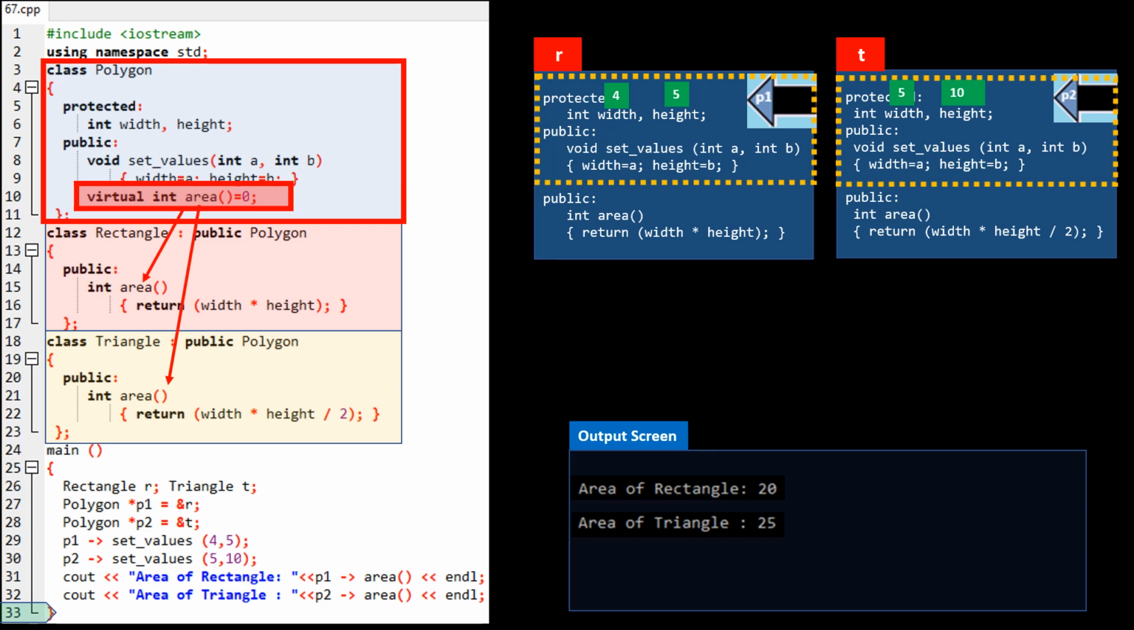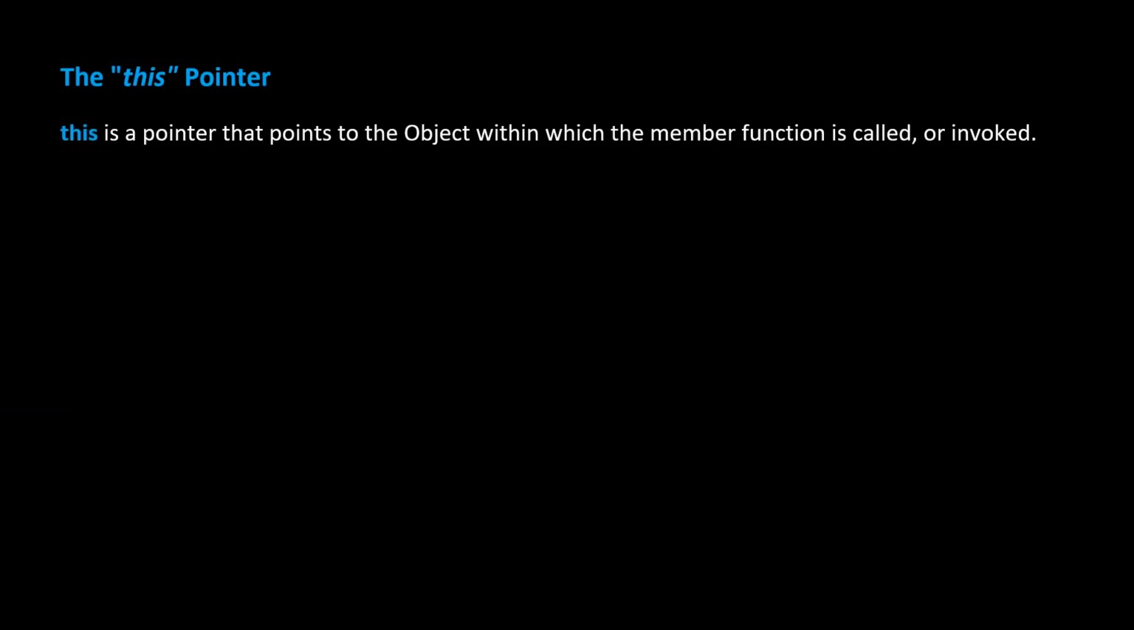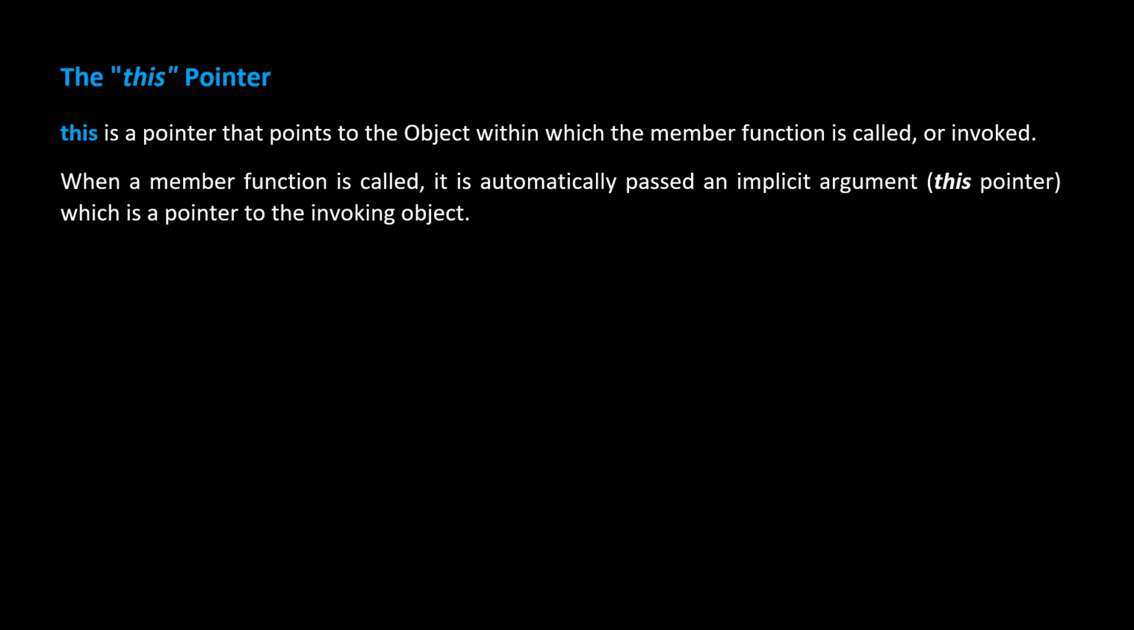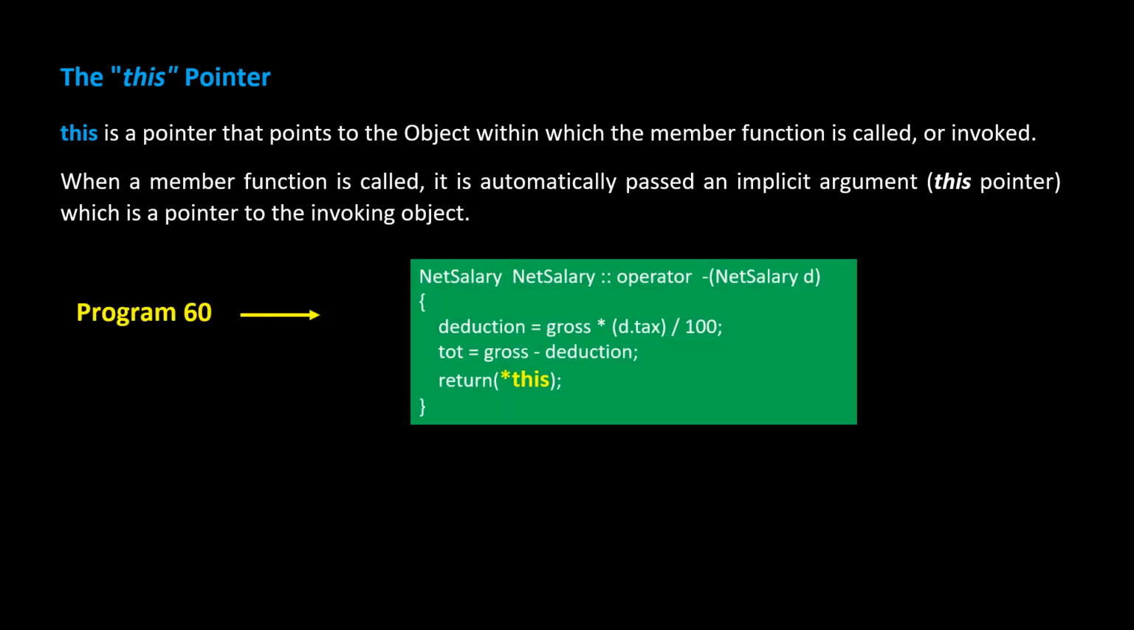Let's next look at the this pointer. This is a pointer that points to the object within which the member function is called or invoked. When a member function is called, it is automatically passed an implicit argument, the this pointer, which is a pointer to the invoking object. If you remember, in program 60 we had used it in the unary operator function to calculate net salary from given gross salary after tax deductions.